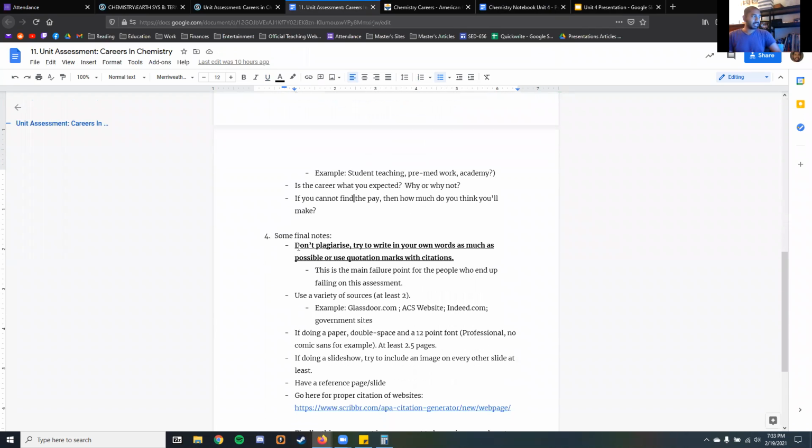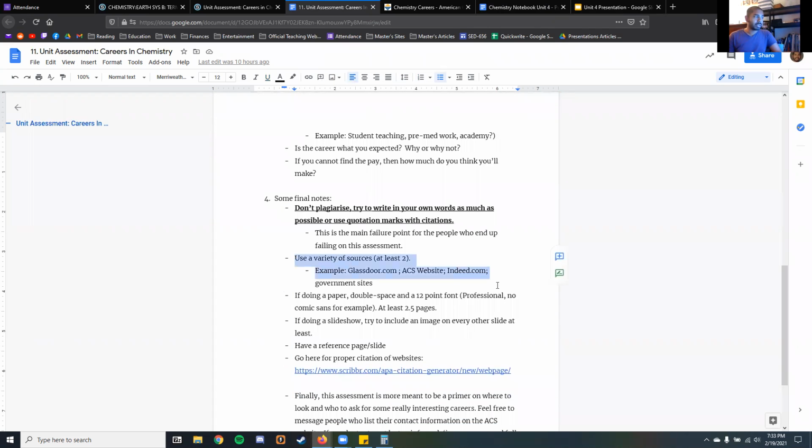Now, some notes about this. Don't plagiarize any websites, right? Quote them, cite them, but don't plagiarize. Use a variety of sources. Glassdoor is a great site to confirm some of the information you see here. Other job sites like government sites or Indeed are other great places to look up some information about a job.